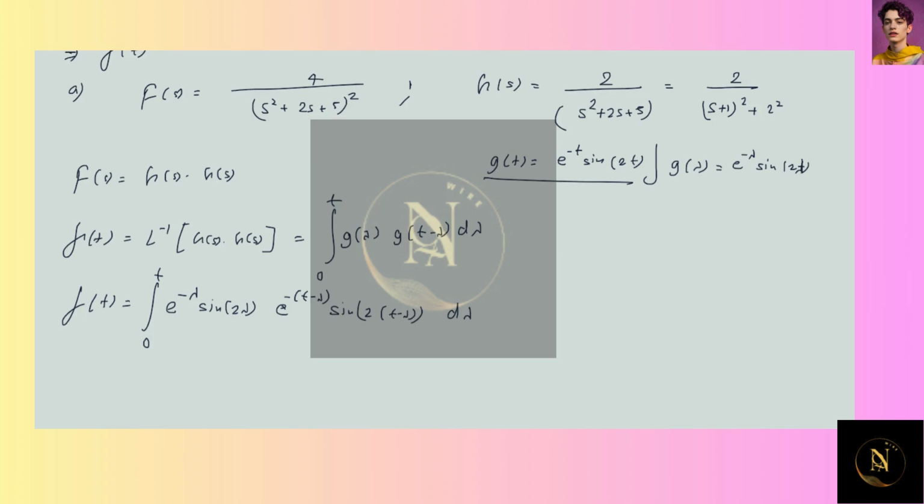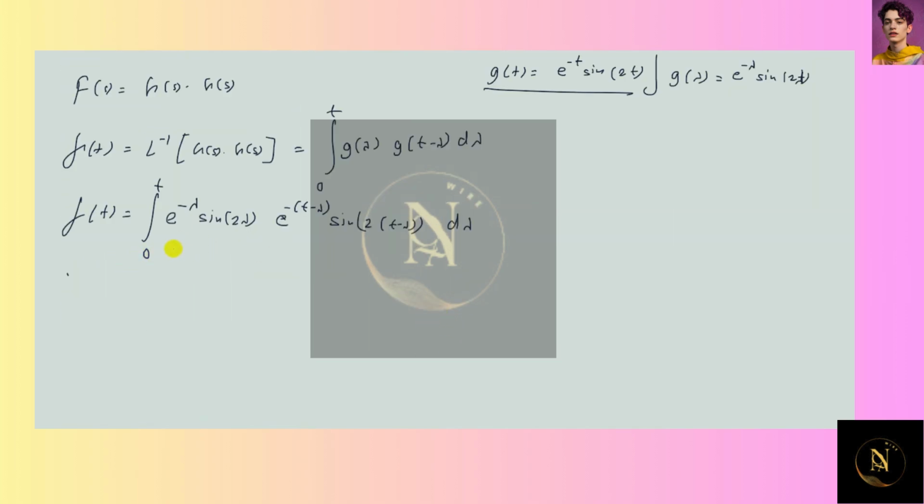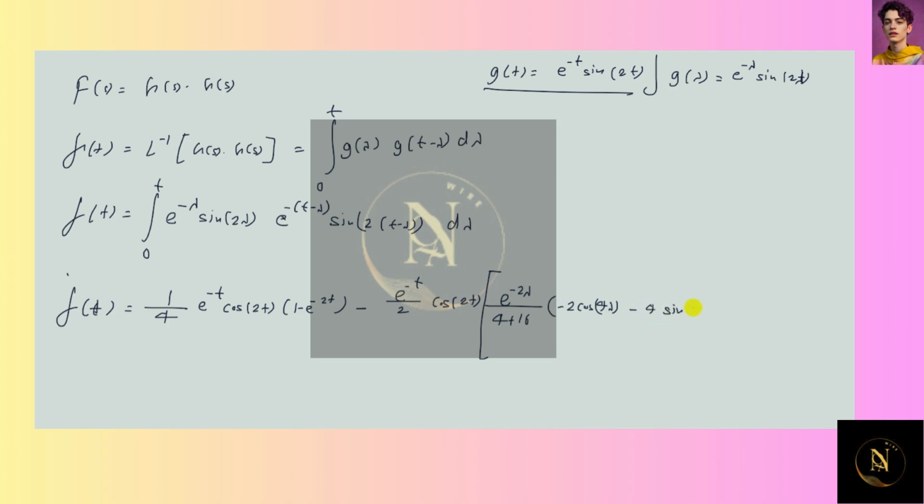Now when we solve this term using integration, we have the value of f(t) equal to 1 divided by 4, e to the power minus t multiplied with cos of 2t multiplied with 1 minus e to the power minus 2t, minus e to the power minus t divided by 2 and cos of 2t multiplied with, this whole in multiplication, e to the power minus 2 lambda divided by 4 plus 16, multiplied with minus 2 cos 4 lambda and minus 4 sine 4 lambda, and here we have the upper and lower limits also.